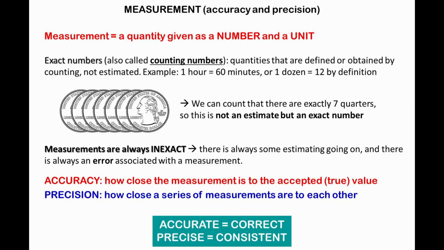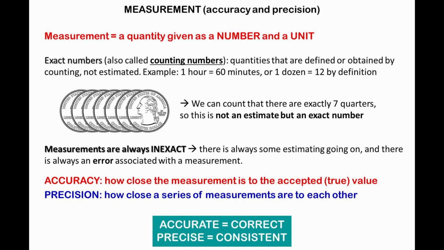Remember, a measurement is a quantity given as a number and a unit. Exact numbers, also called counting numbers, are quantities that are defined or obtained by counting, not estimated. Example: 1 hour is equal to 60 minutes, or 1 dozen is equal to 12 by definition. Exact numbers are not measurements. Let's count the number of coins shown here. We can count that there are exactly 7 quarters, so this is not an estimate, but an exact number.